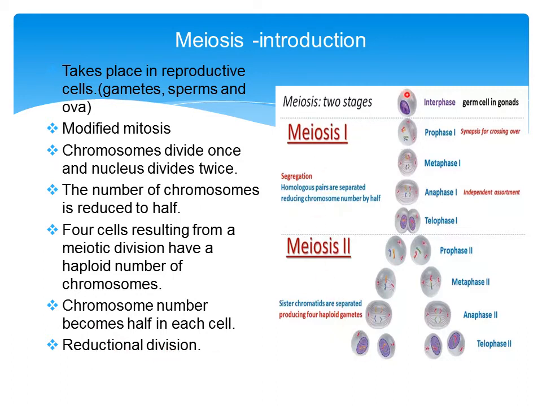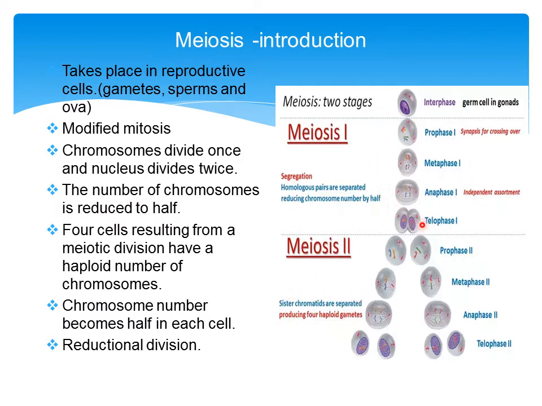This is an overview, a diagram of meiosis, which takes place in 2 stages. In the first stage, the homologous pairs are separated and the chromosome number is reduced to half. In meiosis 2, the sister chromatids are separated and again produce 4 haploid gametes. So this is what happens in meiosis 1 and meiosis 2.